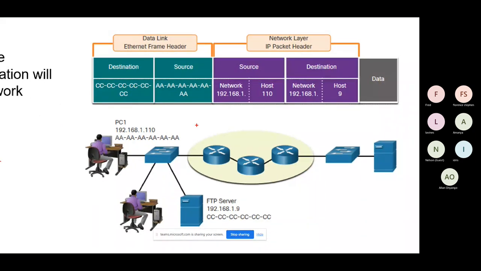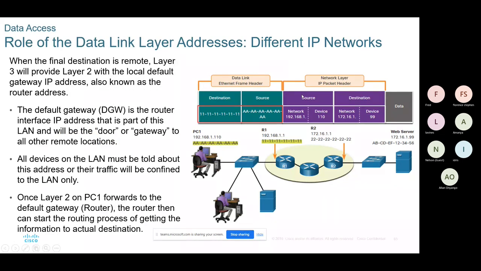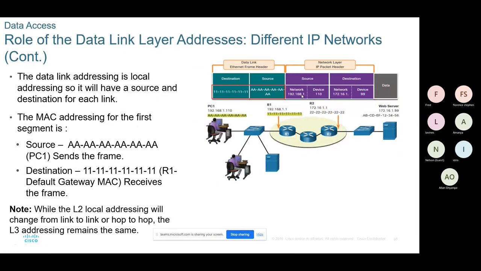Of course, you can see that here. This PC for this gentleman has an IP of 192.168.1.110, and the server here is 192.168.1.9. So they are on the same network because the network portion of the IP address is the same, even though the host portion is different. The MAC address is here, the layer 2 address for that device. And here is the frame, and here is the packet, and here is the data itself. Of course, we will also be talking about that slowly. Now, I want to talk about one more thing here before we get going.